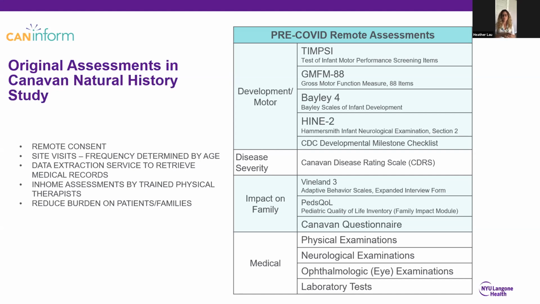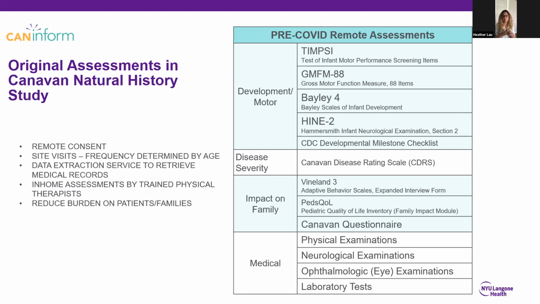So at the site visits, the frequency varied by age, more frequent in the early stages because that's when there's rapid development of the child, and then longer time periods between visits as you age because things don't change as rapidly. The data extraction was then given to us once consent was signed.